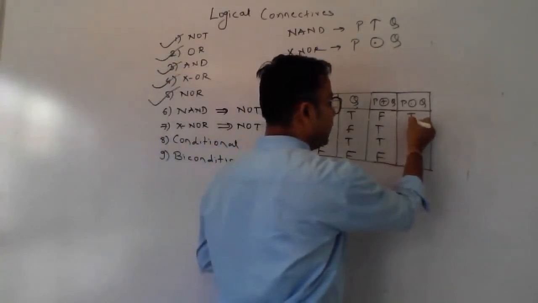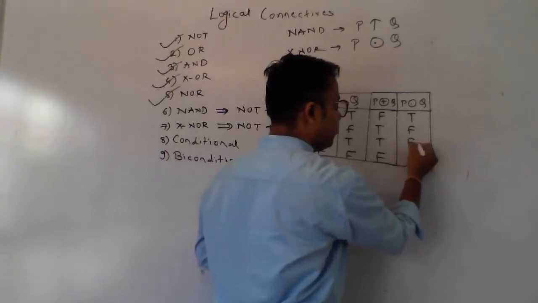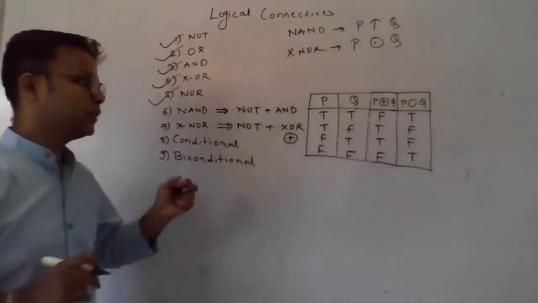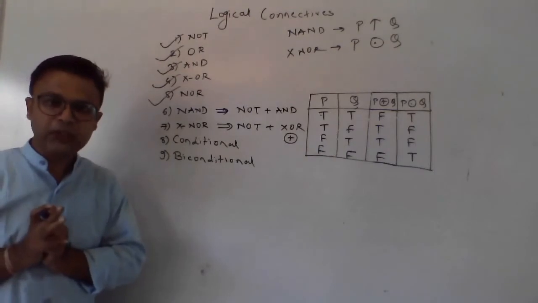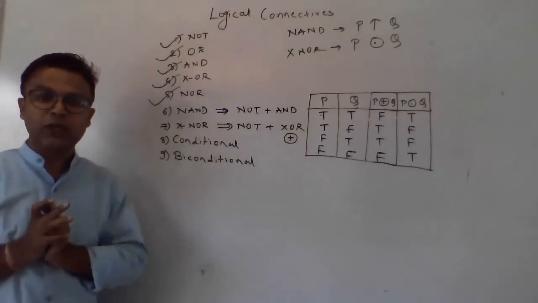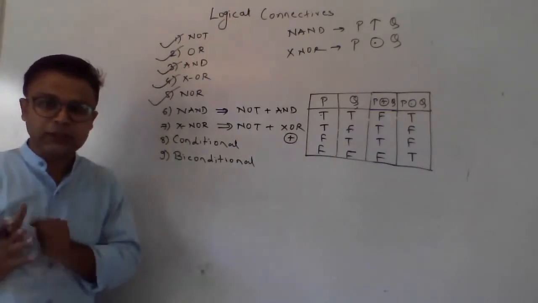So it is like T F F T. So this is your truth table of XNOR. Got it? So this is about your XNOR. That is the negation of XOR.